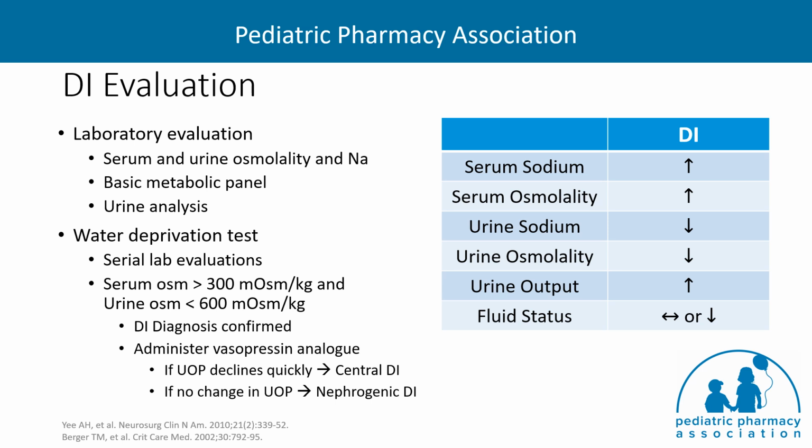We also will perform a basic metabolic panel in these patients. A normal serum glucose will help to rule out diabetes mellitus. Normal calcium will help to rule out hypercalcemia-induced nephrogenic DI. A normal serum potassium helps to exclude hypokalemia-induced nephrogenic DI, and a normal BUN makes intrinsic renal disease less likely.